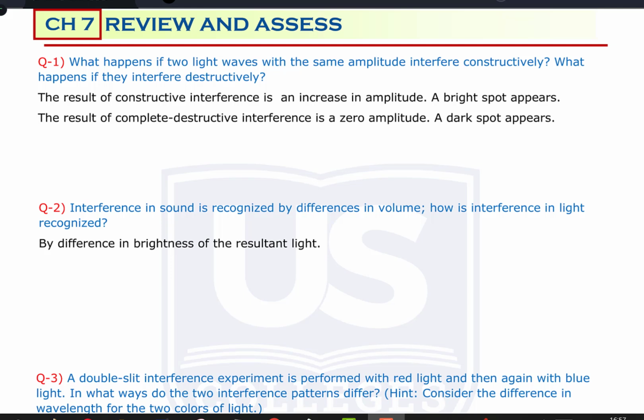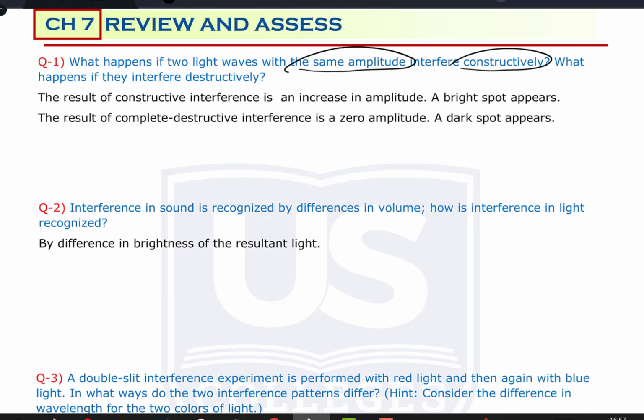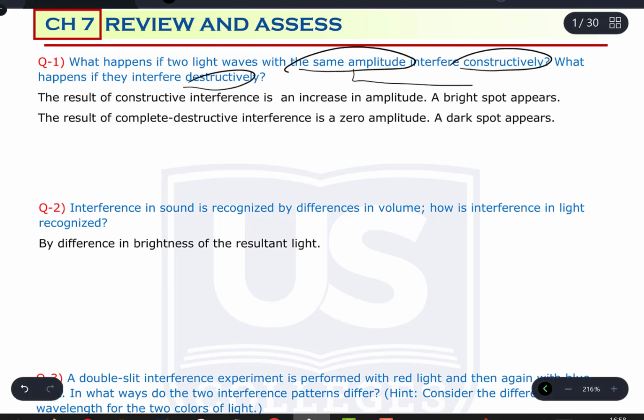Question number 1. What happens if two light waves with the same amplitude interfere constructively? What happens if they interfere destructively? If two waves have the same amplitude and interfere constructively, these waves will support each other, and the amplitude of the resultant wave is going to be doubled.